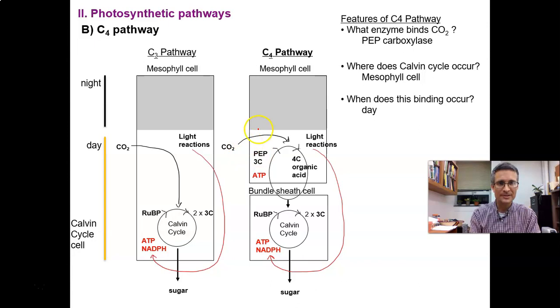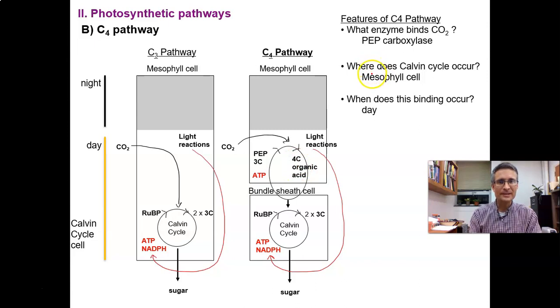And so PEP carboxylase is an enzyme, it's labeled over here, that takes our PEP molecule, which is a 3-carbon molecule, and combines it with carbon dioxide to give us a 4-carbon molecule. And so this 4-carbon molecule is the source of the name C4 pathway. This takes place in the mesophyll cell, along with the light reactions.